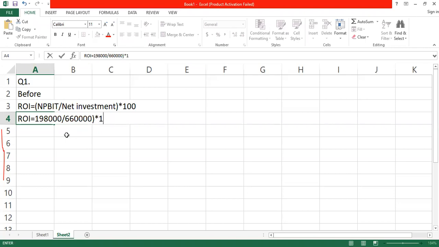So what would be our return on investment? I'm getting 30%. Am I correct? I'm getting 30. You should confirm whether it is correct.